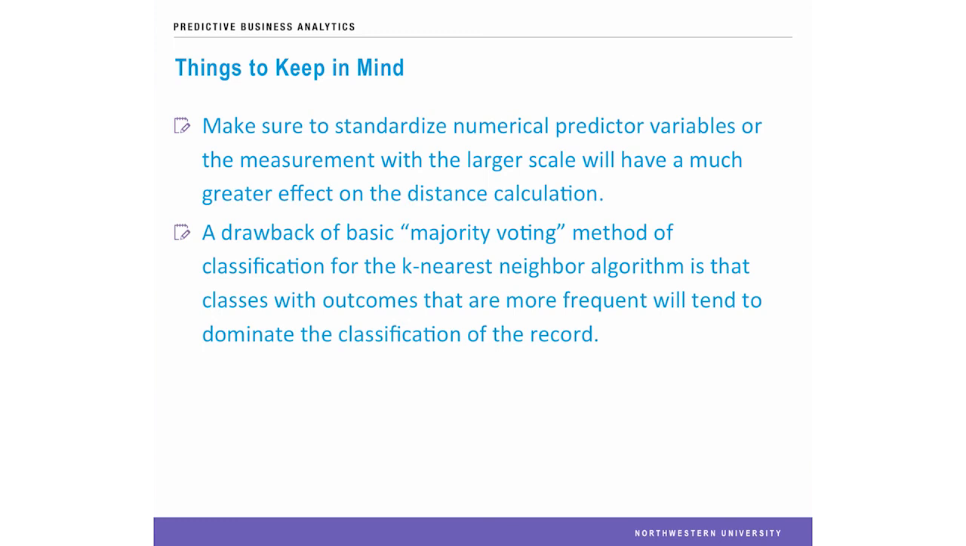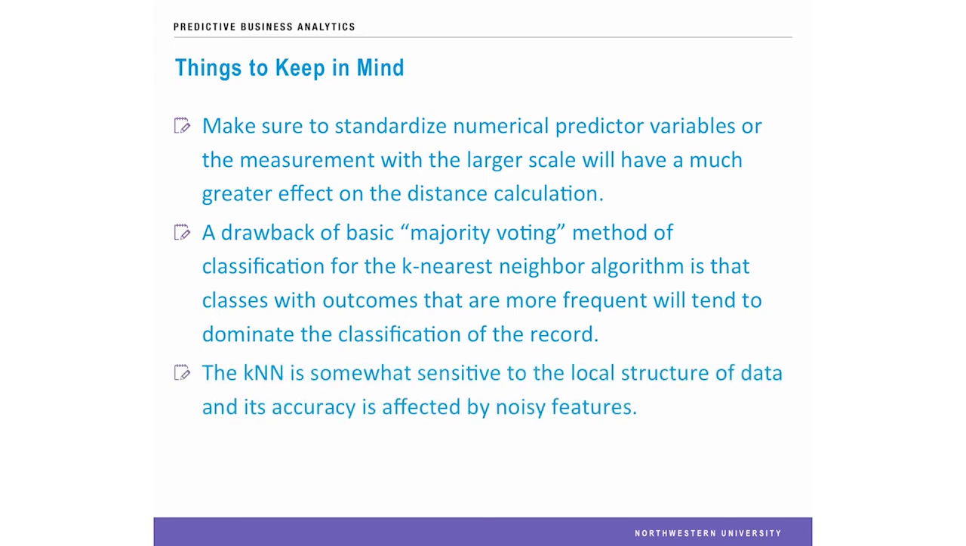As previously discussed, the kNN algorithm is somewhat sensitive to the local structure of the data, and the accuracy of the prediction is affected by noisy features. Larger values of k reduce the noise, but the smoothing effect makes the boundaries less distinct. Lastly, the computation time for the algorithm is relatively expensive since we need to calculate so many distances. The number of records required in the training set to qualify as large increases exponentially with the number of predictors.